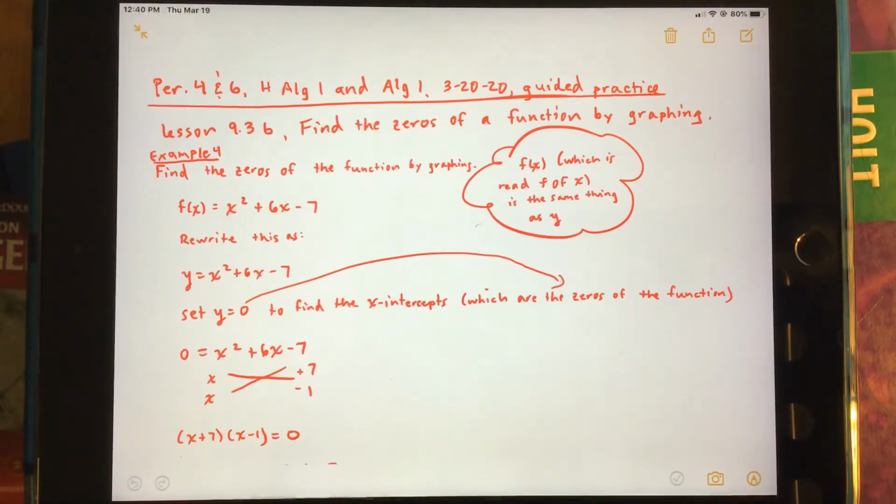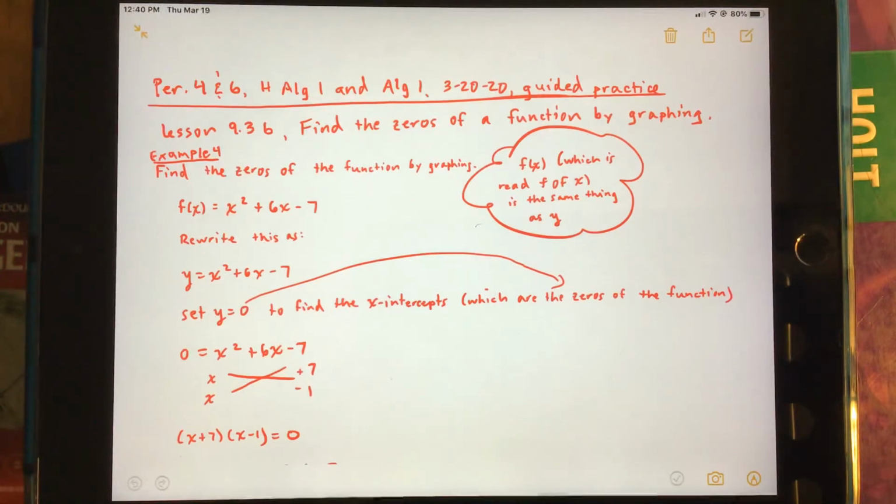We're going to do the same guided practice problems today for lesson 9.3b, where we are going to find the zeros of a function by graphing. This is really no different than what you did on yesterday's lesson. We're just using different notation now. Instead of our equation notation that shows y's and x's, we will use function notation, where f of x is the same thing as y.